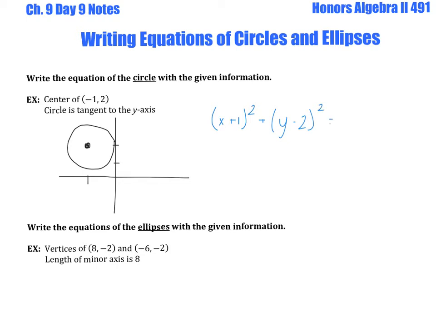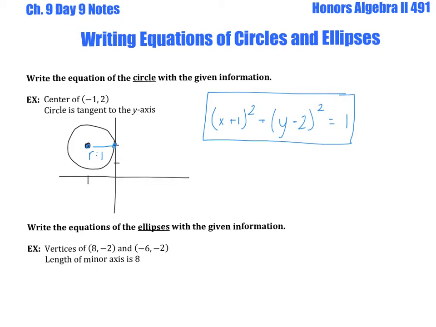just like that, right? The opposite of what's in the equation. Now I need to find the radius. Well, luckily I'm given the center, and if it's tangent, that tells me that it's going to cross at that point. Well, that gives me then my radius is 1 unit away. So radius is 1 squared, or you can just put 1, and then you have your circle equation.